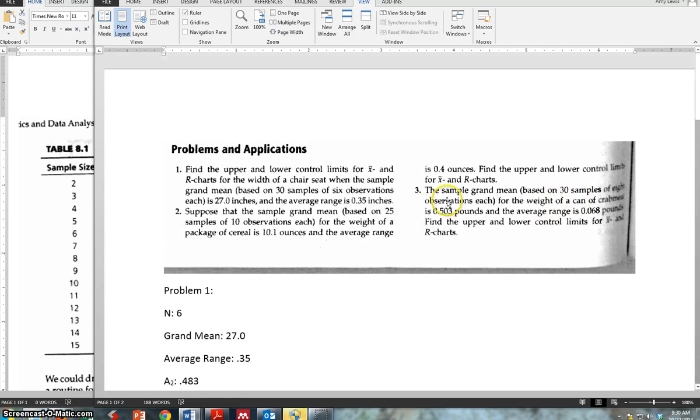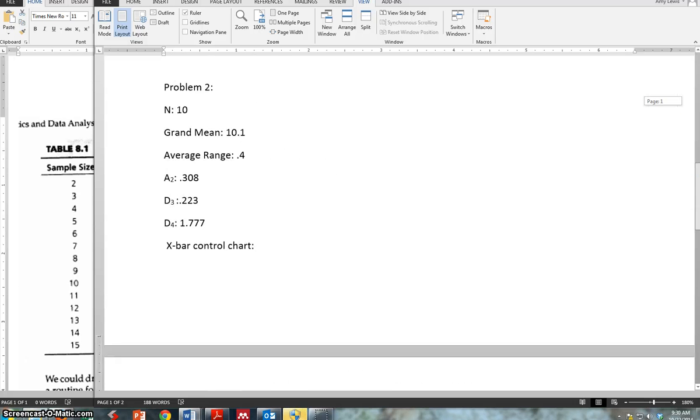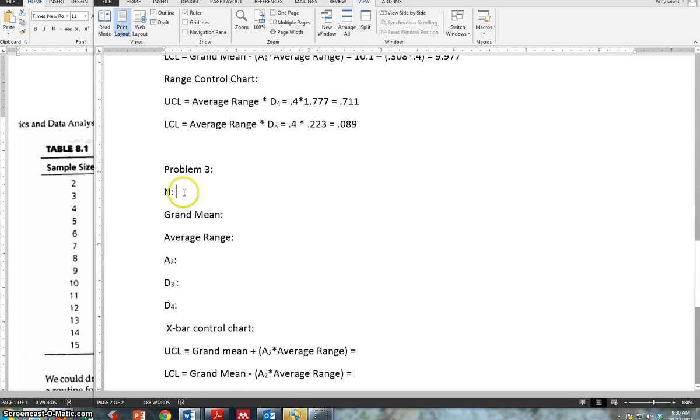Now, I know this is a little hard to read, but again, you have this in your book. So now my 30 samples on the warm-up have 8 observations each. So n is 8. My grand mean is 0.503 pounds, so a little over half a pound, and the average range is 0.068. So that's my basic information there. So I'll go ahead and move that down for problem 3. For problem 3, I've got n equals 8, grand mean of 0.503, average range of 0.068.